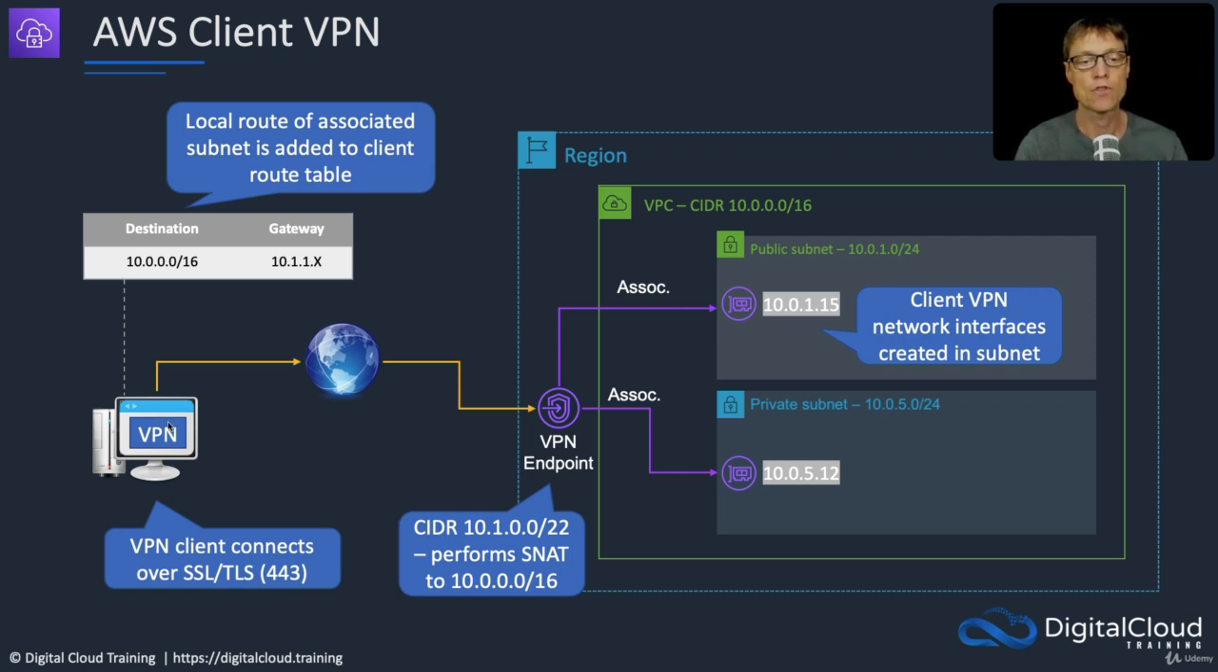Again, this is an encrypted connection over the internet from your computer. So your computer is then able to communicate using private IP addresses over to your instances in your subnets within your VPC. So that's how it all works. And in the next lesson, we're going to set this up using a Windows client on Amazon WorkSpaces and a VPN endpoint.